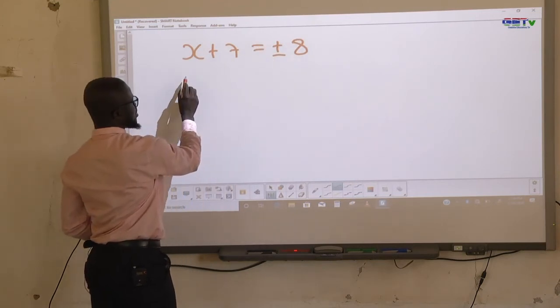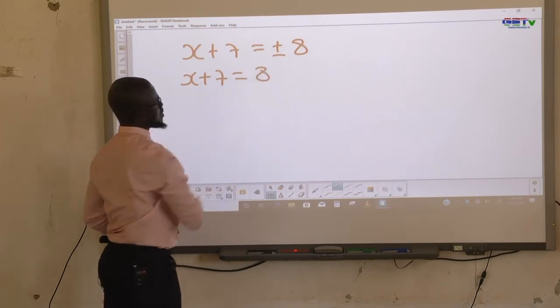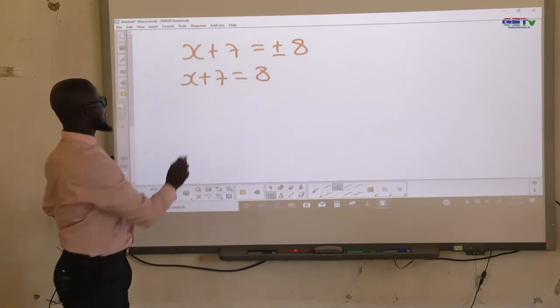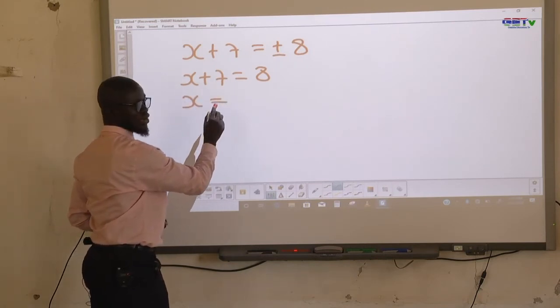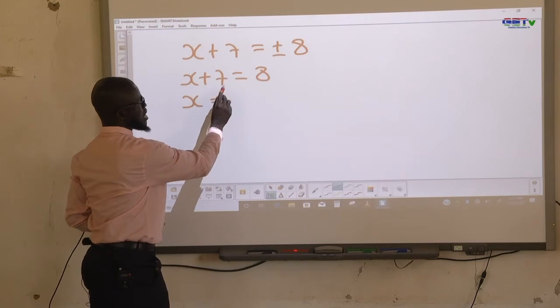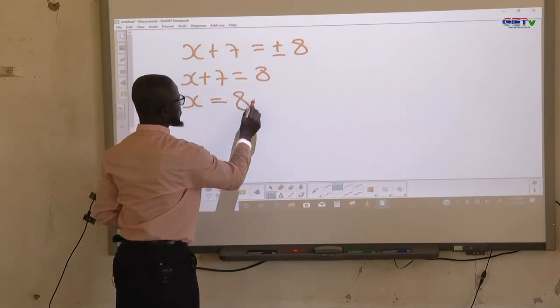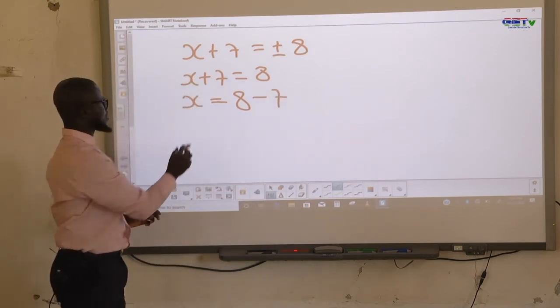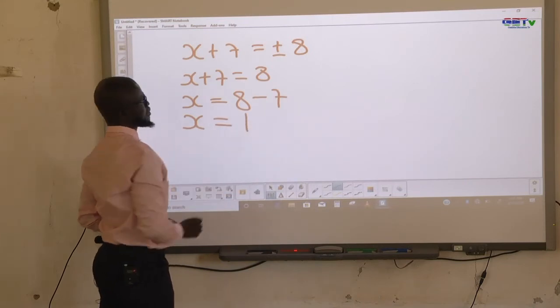The first one is going to be x plus 7 equals 8, using the plus sign. X equals, I'm collecting like terms here, and 8 and 7 are like terms. So you will have 8 minus 7. And what is 8 minus 7? The answer is x equals 1.